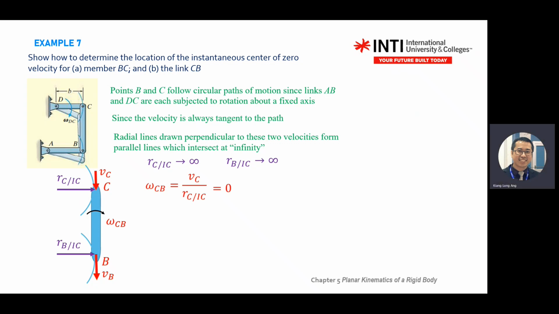Okay. So for omega, you divide by infinity, you get 0. What do I mean by 0? No angular velocity. Makes sense, right? If you stand at the IC point and look at point C and point B, what do you see? The object just shifts like this. It does not rotate. It's just translation.